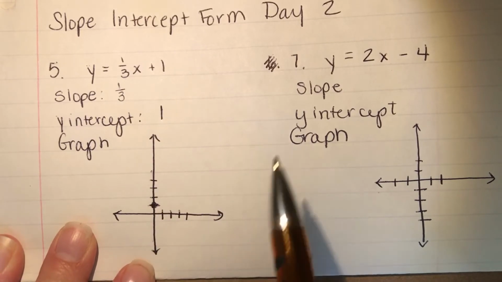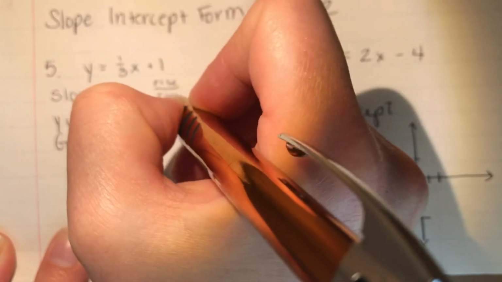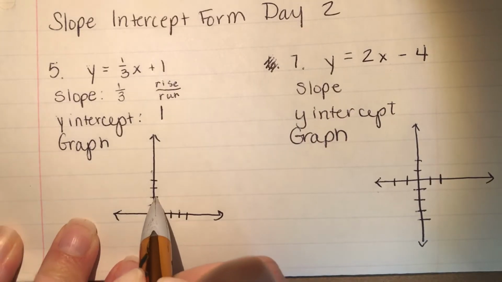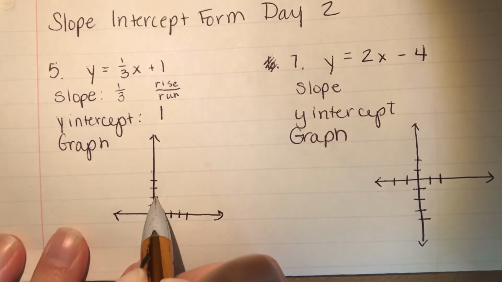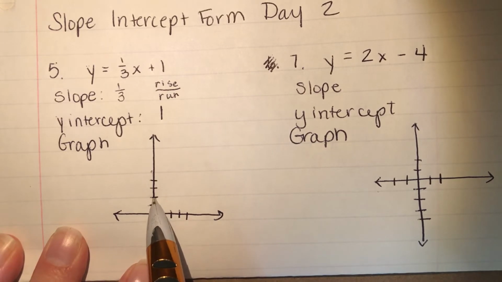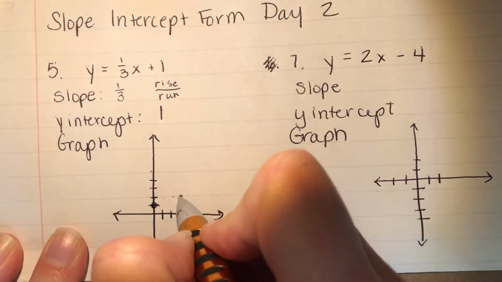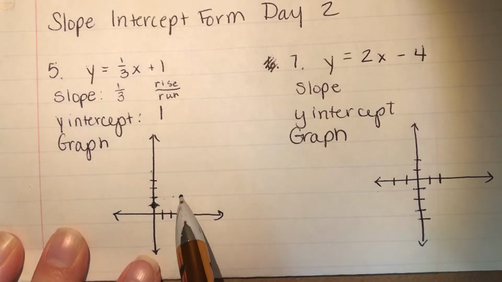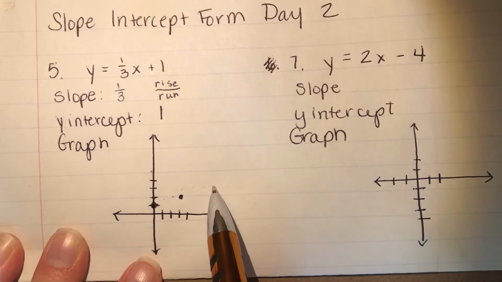The slope, remember, we do the little saying, rise over run. So from this dot, I want you to rise the 1, and then I want you to run to the right. So we rose 1 and ran 3. 1, 2, 3. So my other dot's here. And I got that by using the slope. I could do it again. I could go rise 1, run 3, 1, 2, 3, and put another dot.